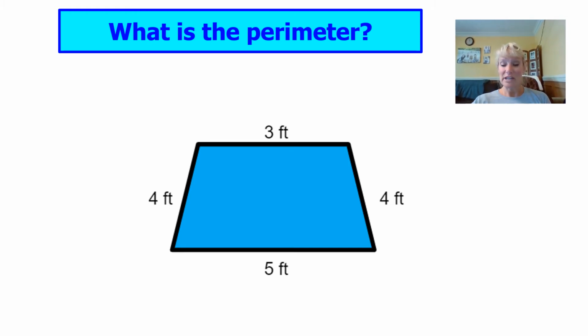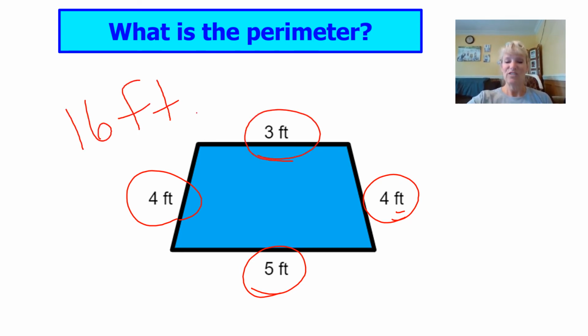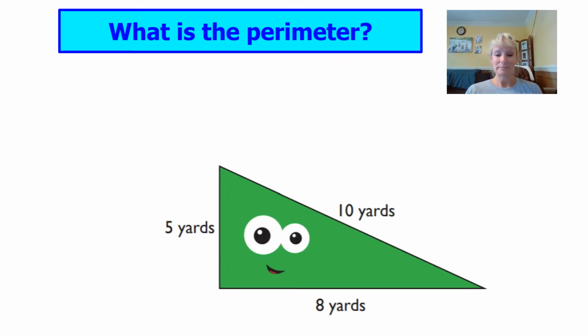Okay, the first thing that I notice is that I am no longer using centimeters. I'm actually using feet. So I probably would combine my 4 and my 4, which would be 8, and 5, which is 13, and then 3, which is 16. So I would have 16 feet around there. What's the perimeter here?